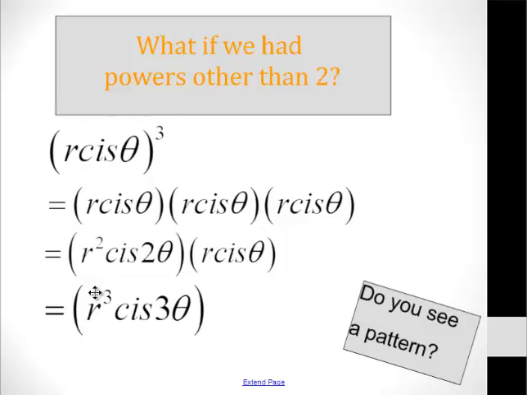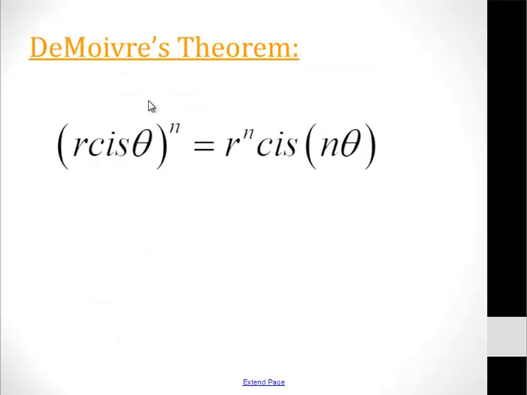Because I have a 3 here, notice how I have 3's in both places. So if I had r cis theta to the fourth, we'd have r to the fourth and cis 4 theta. And that's where de Moivre's theorem comes from. For any number n, when I have a polar coordinate raised to a power n, I raise the radius to the power n, and I multiply the angle by that number.